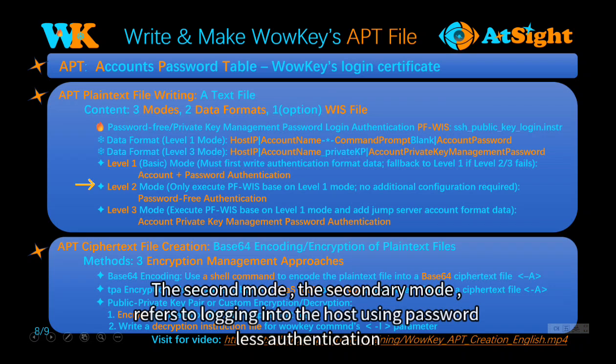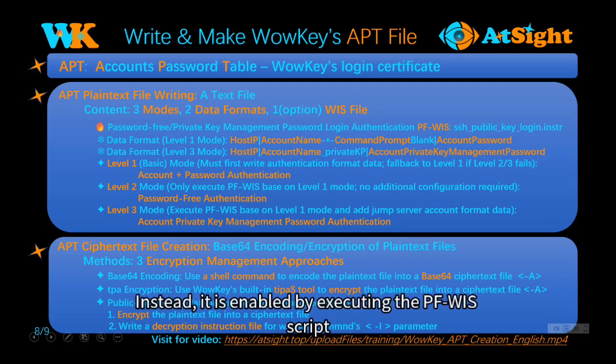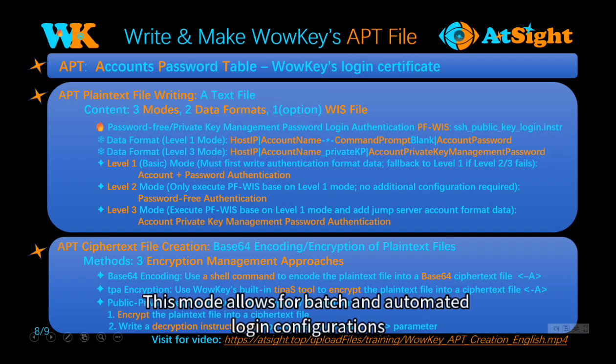The second mode, the secondary mode, refers to logging into the host using passwordless authentication. This mode is optional and does not require any configuration in the APT file. Instead, it is enabled by executing the pfwis script in conjunction with the WowKey Sweat plugin. This mode allows for batch and automated login configurations.